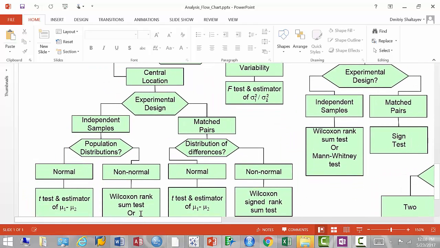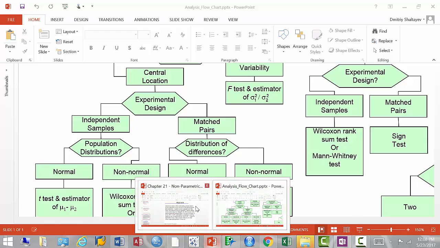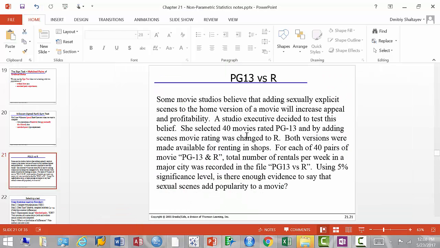I have two options, right? Samples are independently collected or are they matched by some criterion? What do you think? Here's how the data was collected, right? They take 40 movies and each one has two versions, right? PG-13, the basic, and then they extend the movie by adding a couple of scenes and that becomes an R-rated.